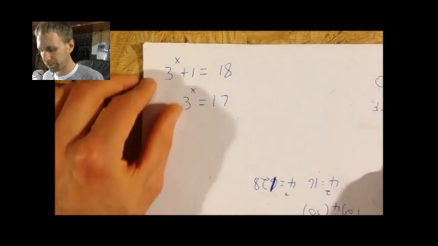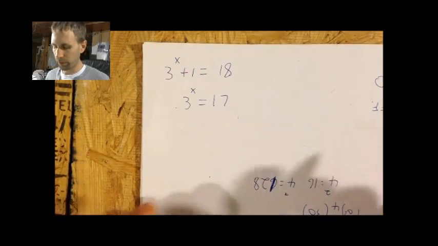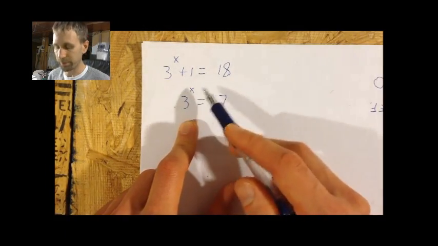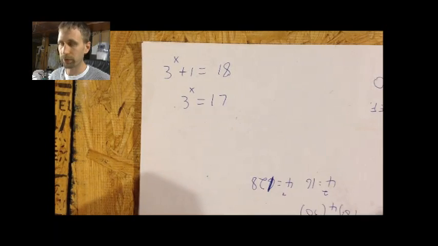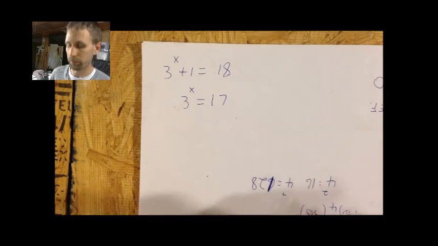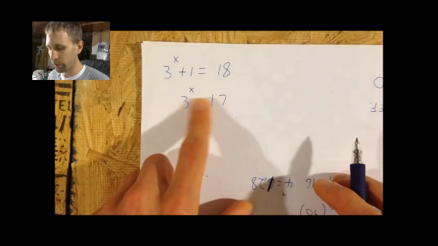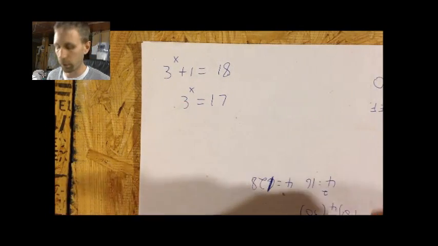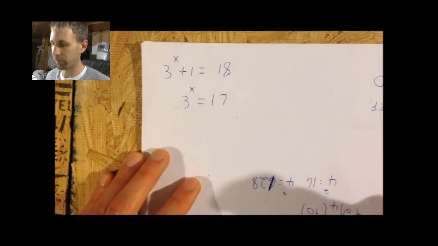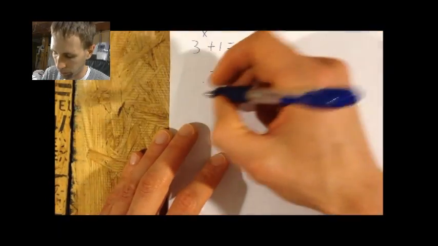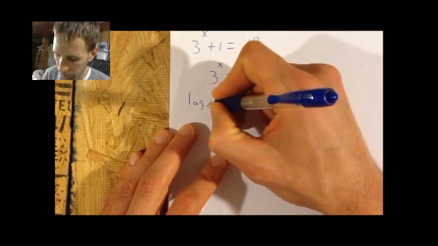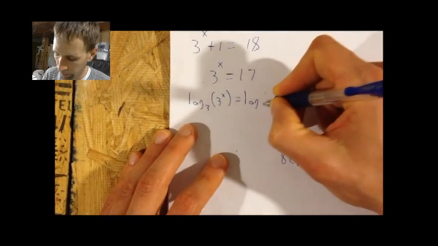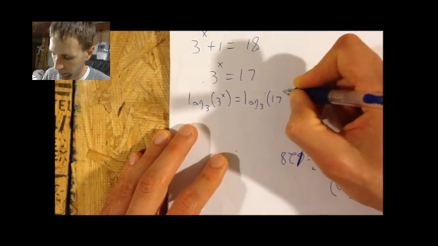And what do you do here? Well, you have to do the inverse operation of the exponentiation. And the inverse operation of an exponential is a logarithm. So in order to undo this 3 to the x, you have to hit it with the inverse operation. So you log both sides, base 3. I'll go through it slowly: you write log base 3 of 3 to the x equals log base 3 of 17.